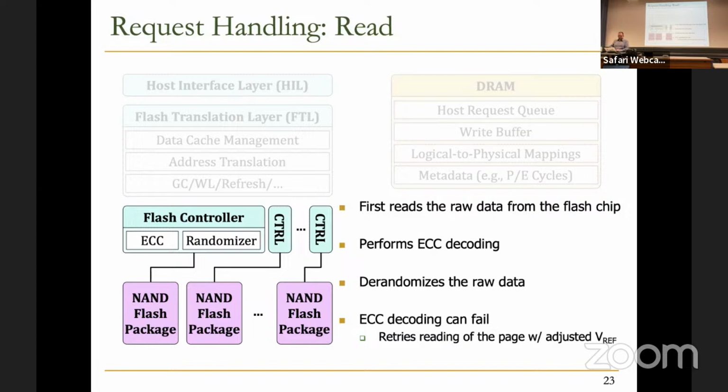So once things fail, you need to adjust that reference voltage. You reduce it or increase it, essentially, and then you retry. That's actually one of the reasons that aged devices are quite slow. You might need to do several reads in order to get one read's data.